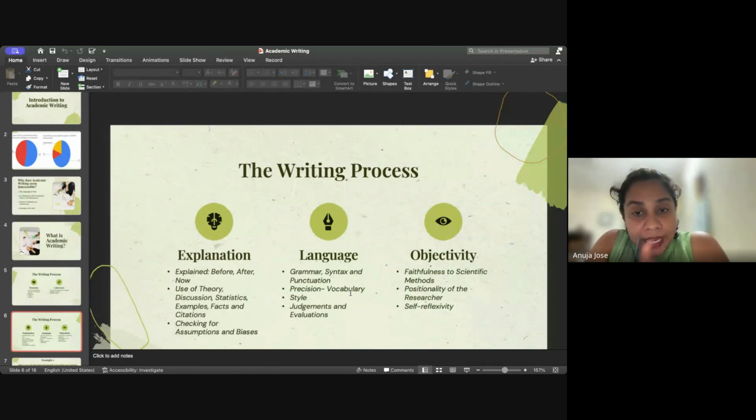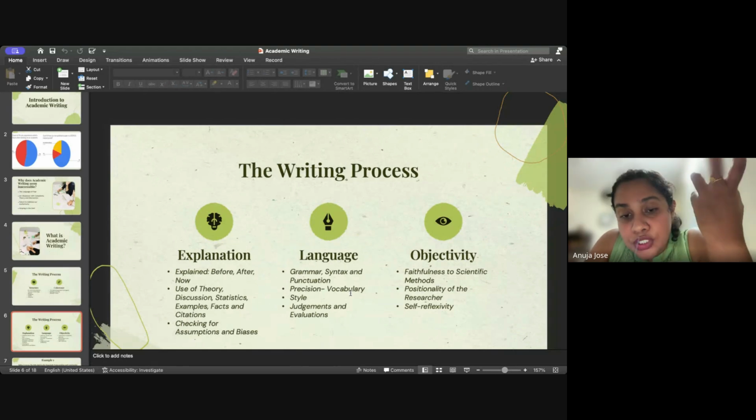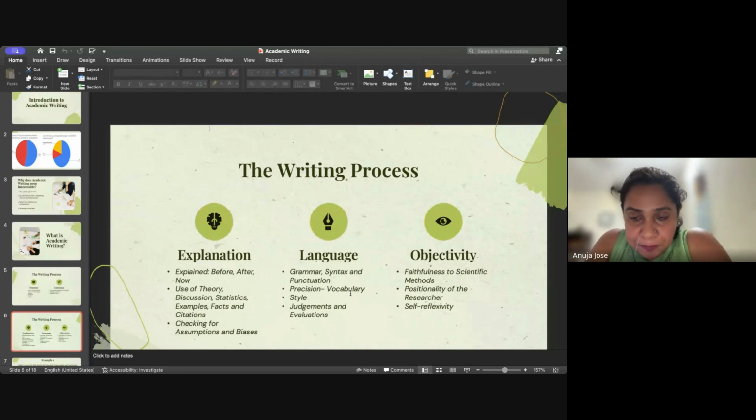By language, you need to ensure that the grammar and syntax are correct. You need to ensure that you are using the correct vocabulary, correct terms, and correct concepts in the correct context. You need to ensure that the academic style is there. Style comes with practice. I will tell you what style is after the example. And you need to also ensure the judgment and evaluation that you are able to bring forth through your writing.